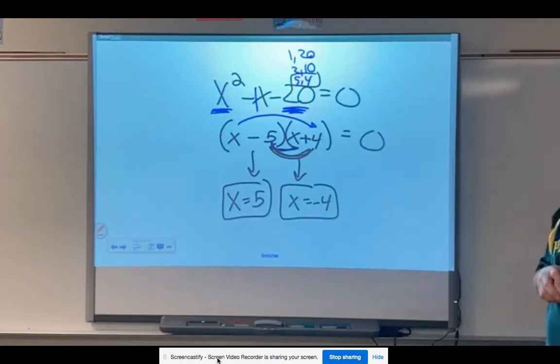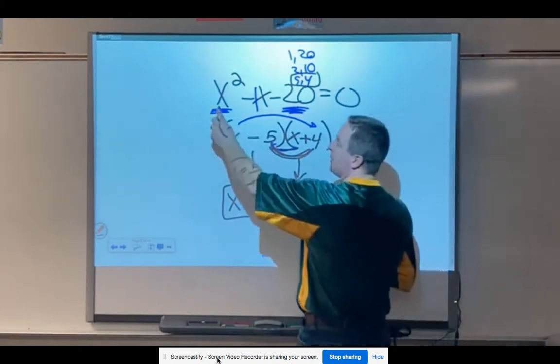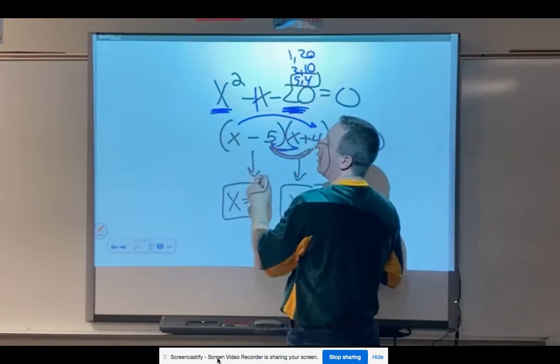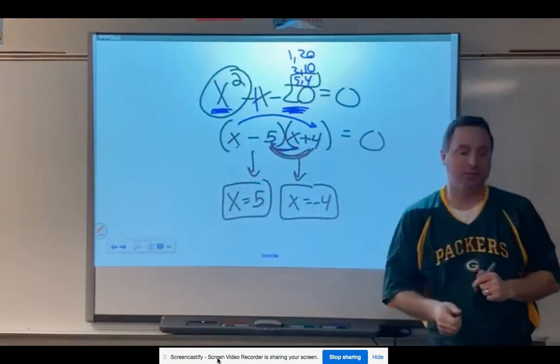Okay, so those two were kind of the real nice ones, the regular kind of factor. And the thing that was really nice about it is there wasn't a number in front, or it was a 1. But that was just an x squared, which always made it just an x and an x.